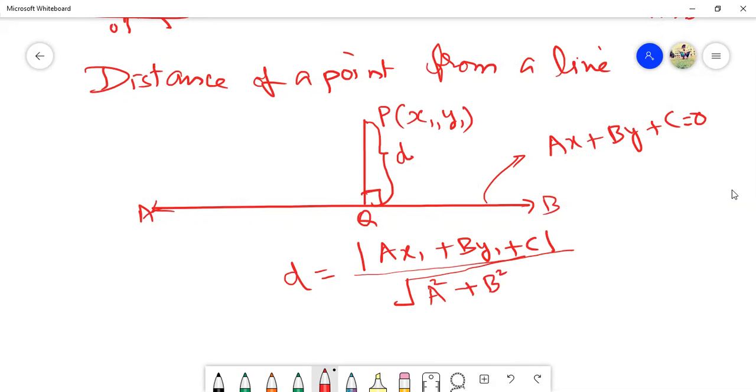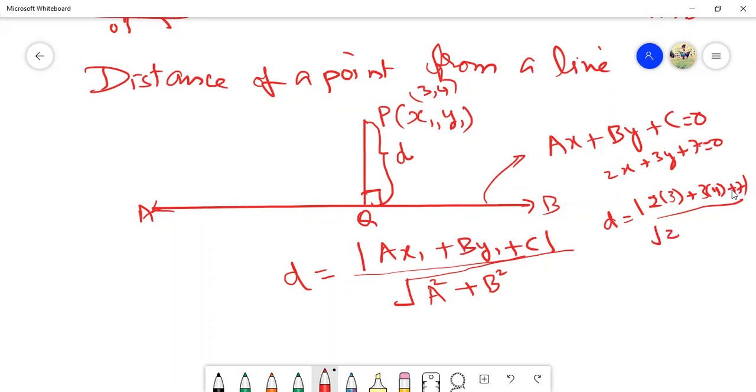Understood? Suppose this point is given as (3, 4), and this line is given as 2x + 3y + 7 = 0. So then you have to find the distance. You will put 3 instead of x and 4 instead of y, plus 7, divided by the square root of 2 squared plus 3 squared. So you get the distance.